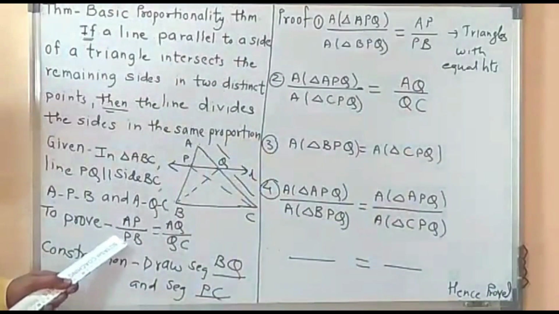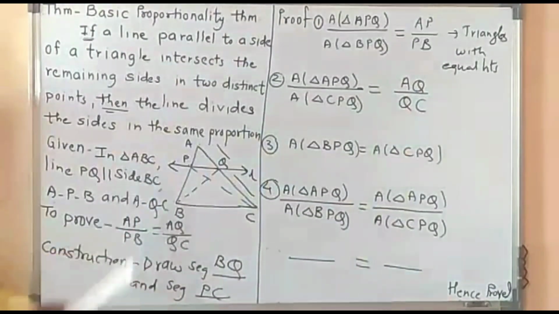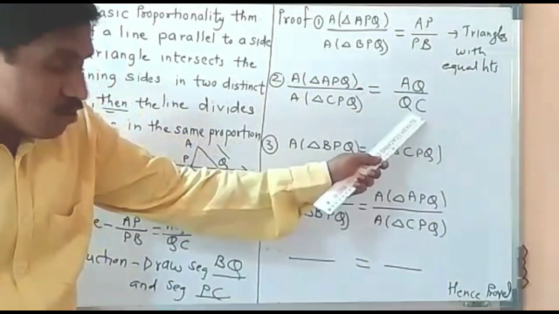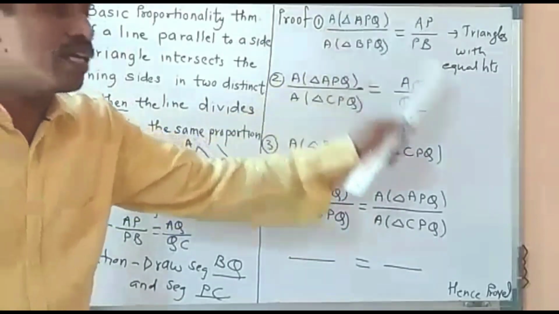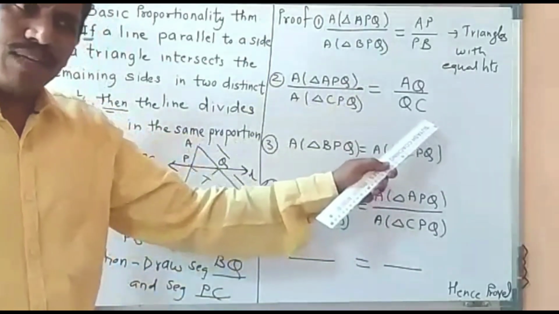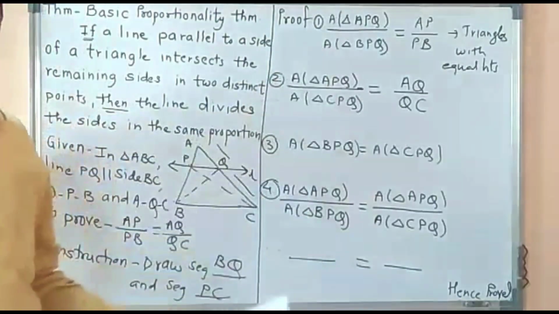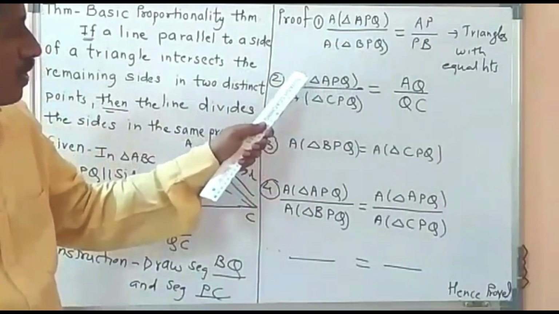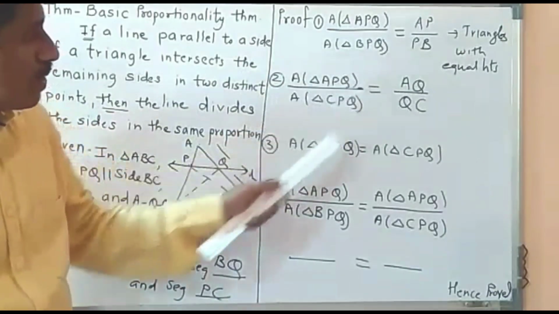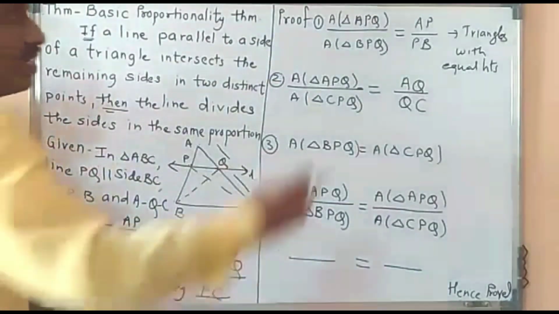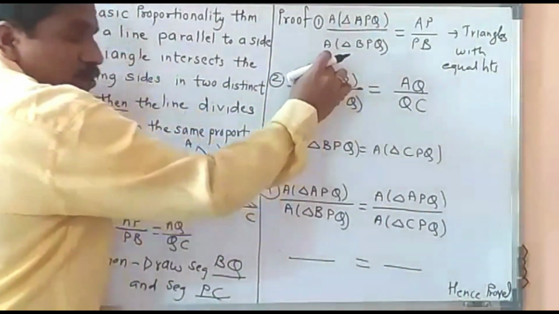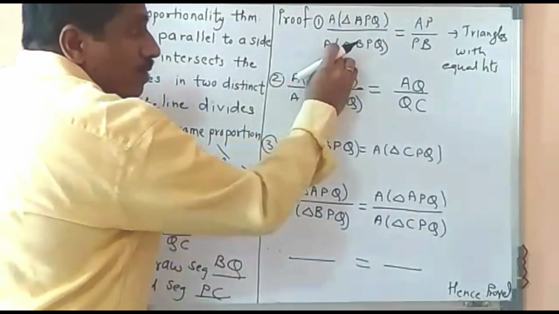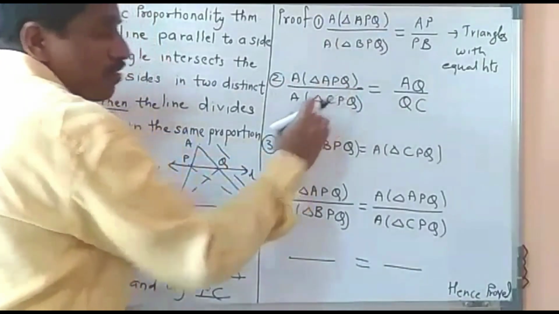See, what is my to prove? AP upon PB is equal to AQ upon QC. Here the right hand side of statement 1 and the right hand side of statement 2 I have to prove equal. The right hand sides will be equal if the left hand sides are equal. See the left hand side, area of triangle APQ upon area of triangle BPQ. Here the left hand side is area of triangle APQ upon area of triangle CPQ. Here the numerators are equal. Only the difference is in the denominators, which are area of triangle BPQ and area of triangle CPQ.